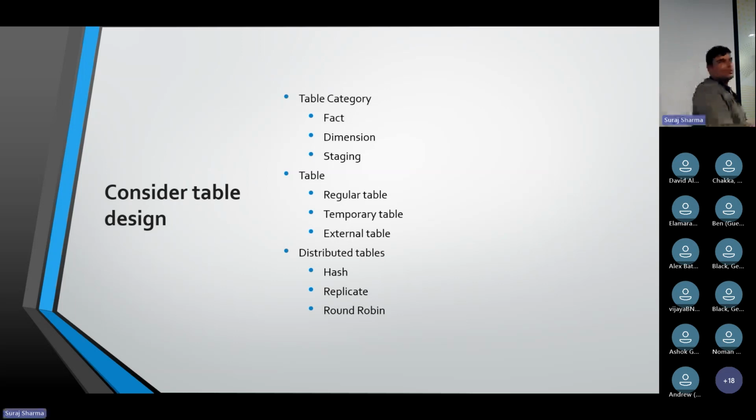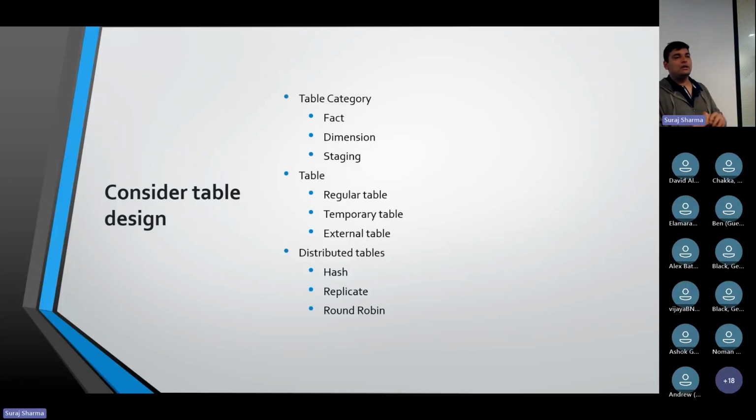Especially, you can have a table, whether it's a fact, dimension, or a staging table, or you have a regular table, temporary table, or an external table. You have to think about what kind of table design you're going to have for those tables, whether it will be a hash distribution, or a replicate distribution, or a round robin distribution. So before I go into too much technical detail, let me clearly explain what those three differences are.